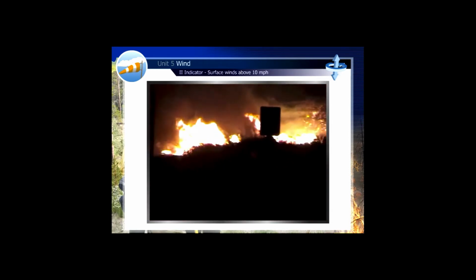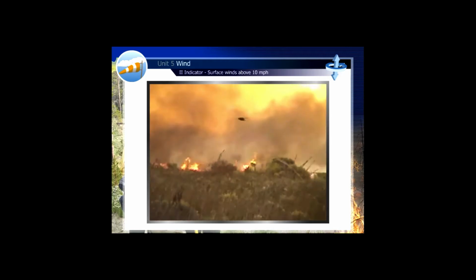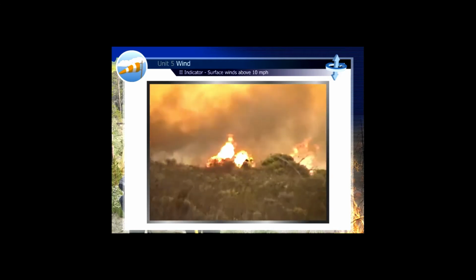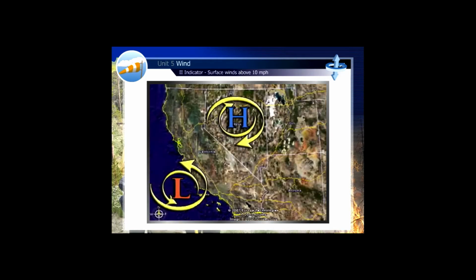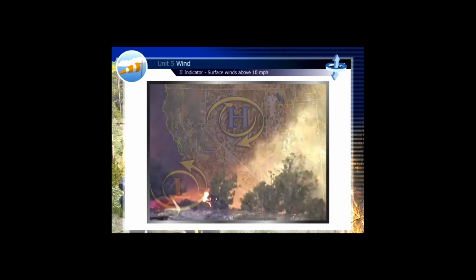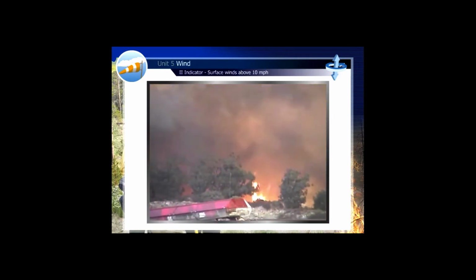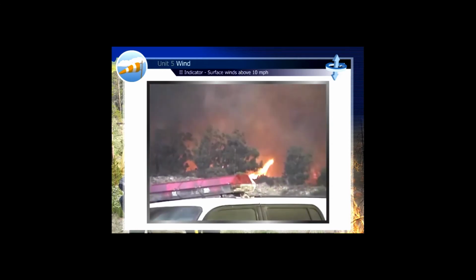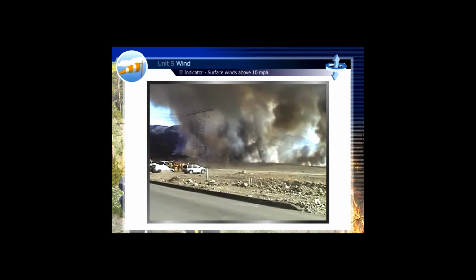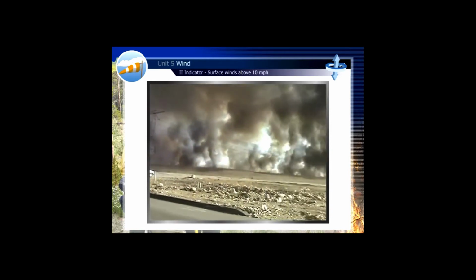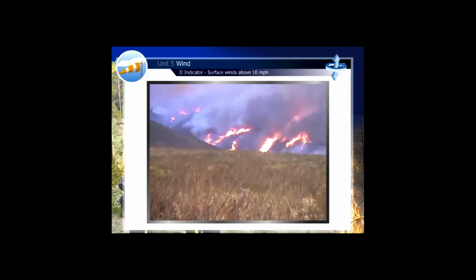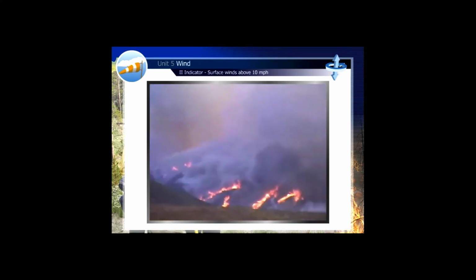The first and most obvious wind indicator is the presence of surface winds above 10 miles per hour. One example of a strong surface wind is the Föhn wind. There have been several firefighter fatalities due to Föhn wind conditions. Föhn winds are the result of high-pressure systems and mountainous terrain. These winds are accompanied by lower relative humidity and higher temperatures. A Föhn wind can last for a few hours or for several days, and the winds can be 40 to 60 miles per hour with higher gusts.